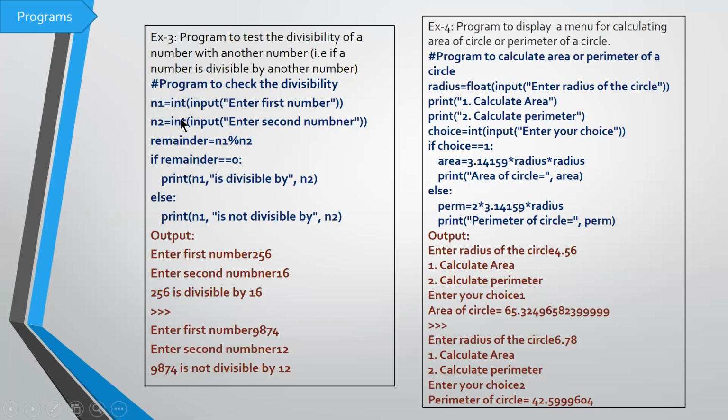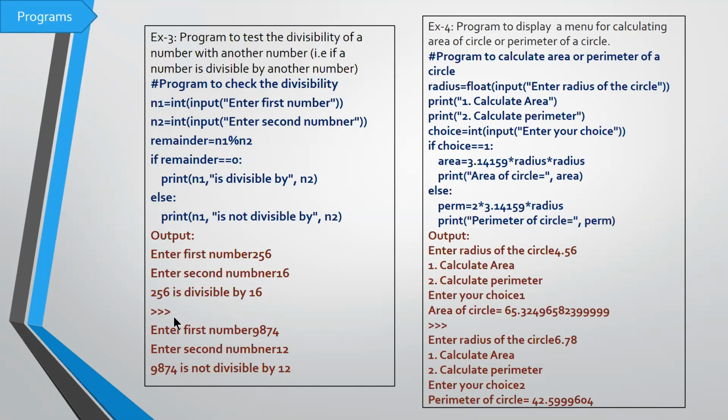After reading two values, I have to get the remainder. How can you get the remainder? I have to use the modulo division operator, N1 modulo divided by N2. Then I have to check if that remainder value is equal to 0. So I'm using an if control structure, checking whether the remainder is equal to 0. If the remainder is 0, it means N1, the number, is divisible by N2. If it is not equal to 0, that is, any value other than 0, then it means that the number is not divisible.